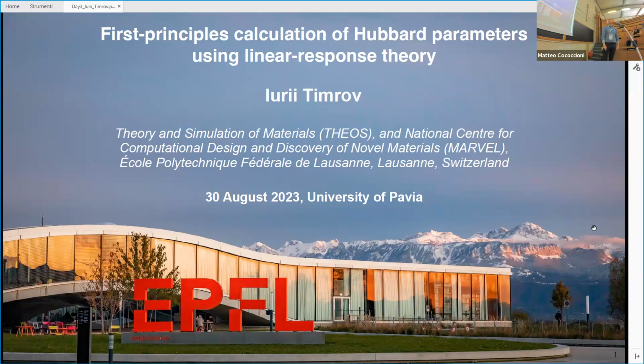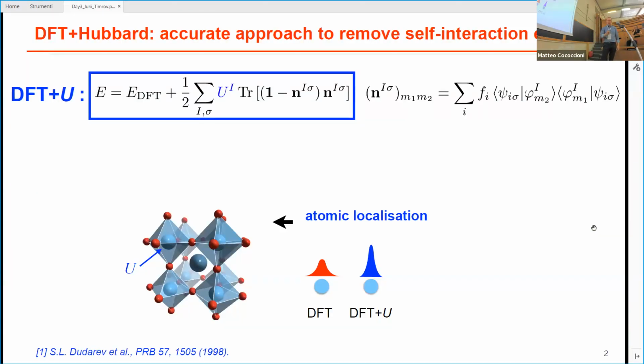So thank you for the introduction again, and let's discuss now how to compute Hubbard parameters, or how to determine them. I don't want to spend too much time on what Matteo already discussed. Let me just give a quick summary.